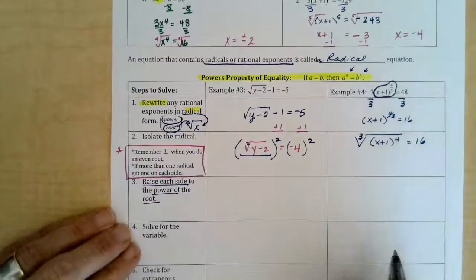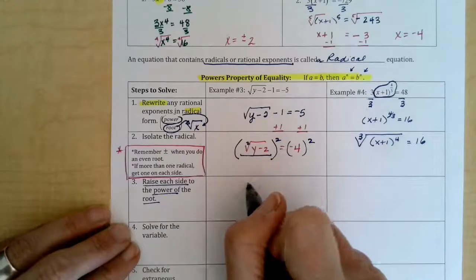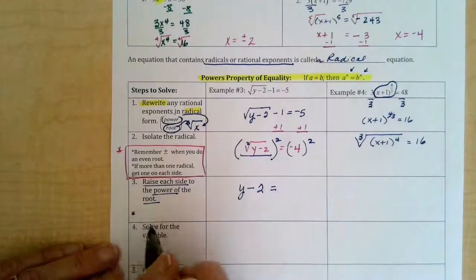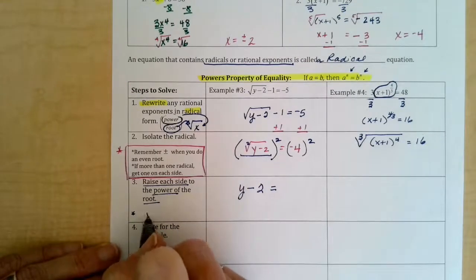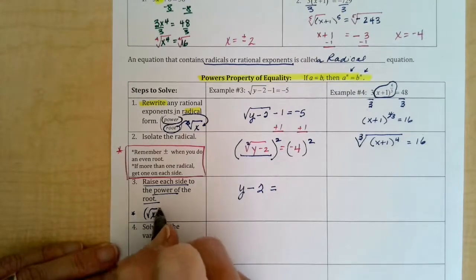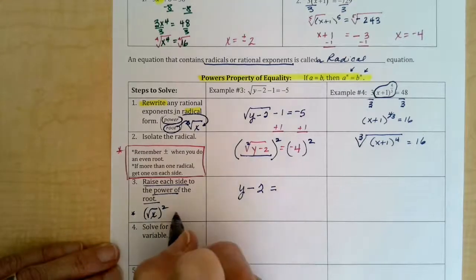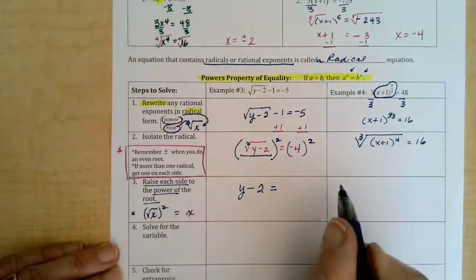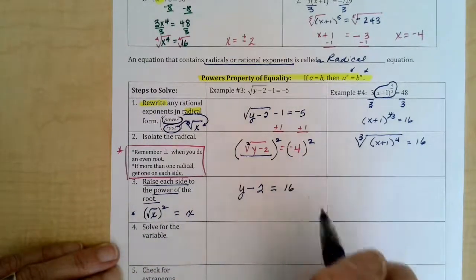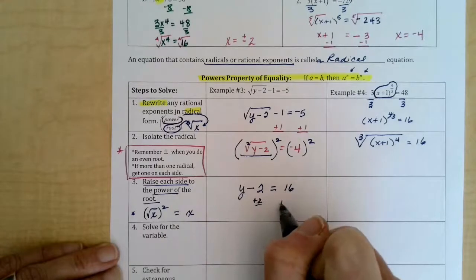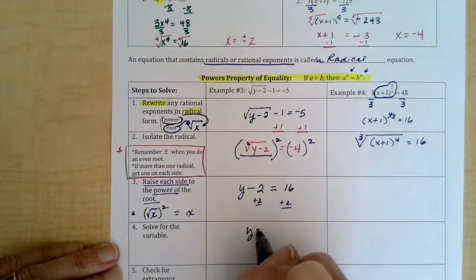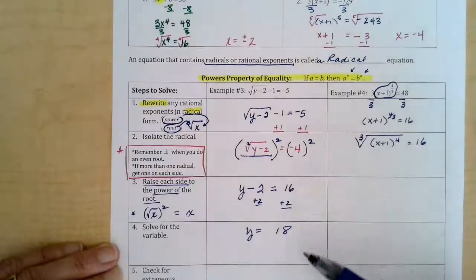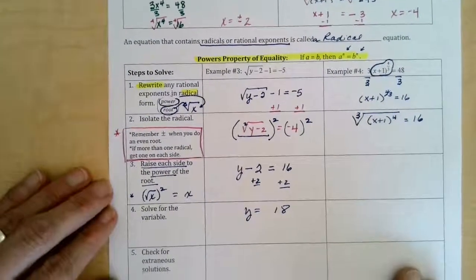So now when I look at this next part, the square root of anything squared is going to be that thing. Write yourself a note down here if that doesn't make sense to you, because the square root of anything squared is going to equal just that thing. So now I get negative 4 squared is 16. When I add 2 to each side, I'm solving for my variable, and I get a value of y equal to 18.